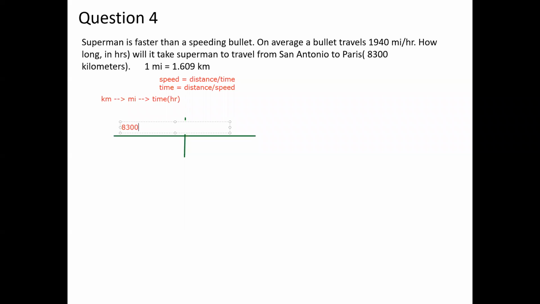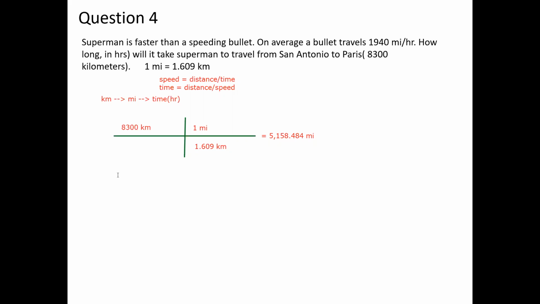So 8,300 kilometers. In our empty train track, to the top left, we have kilometers in our conversion. Kilometer goes on the bottom, mile goes on top. And we get the number of miles between San Antonio and Paris. Again, this is an intermediate calculation, so we don't want to round until the very end.